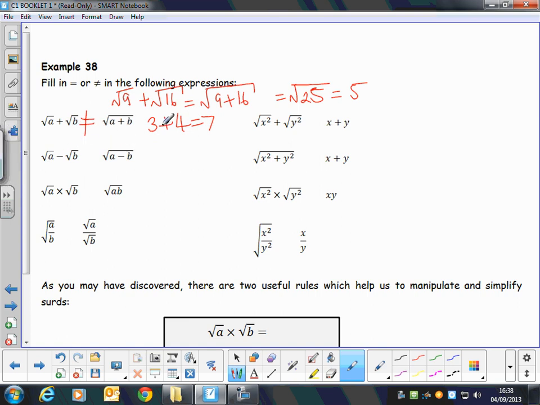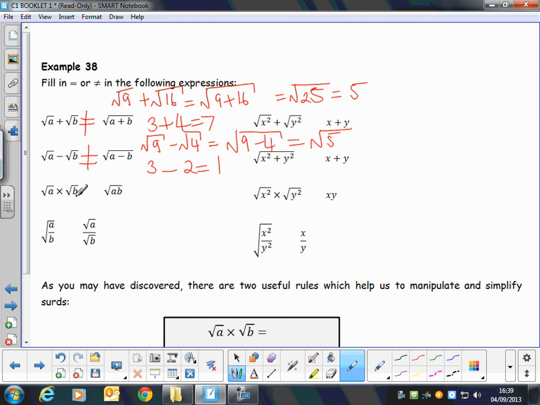Similarly for this one, I can put some numbers in again. So I'm going to use the square root of 9, subtract the square root of 4. Okay, if I treat this to be equal, I'm going to get the square root of 9 minus 4, which is the square root of 5. However, we know that the square root of 9 is 3, and the square root of 4 is 2, and 3 minus 2 is 1. Okay, so these two expressions don't equal one another.